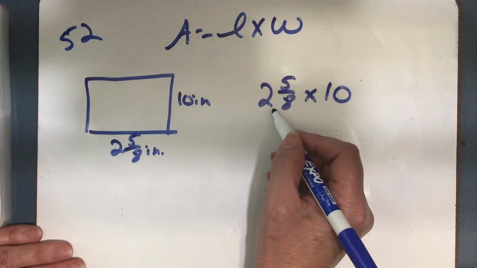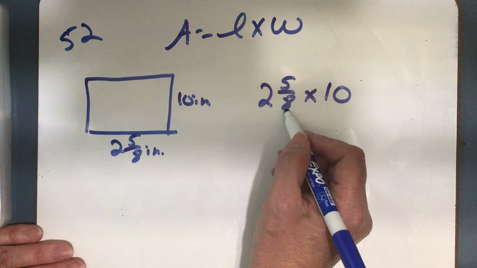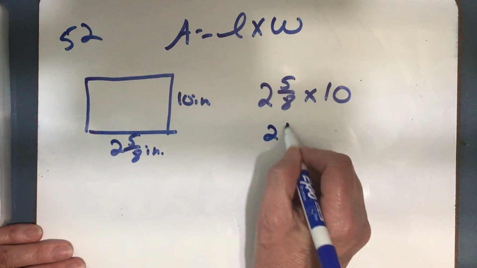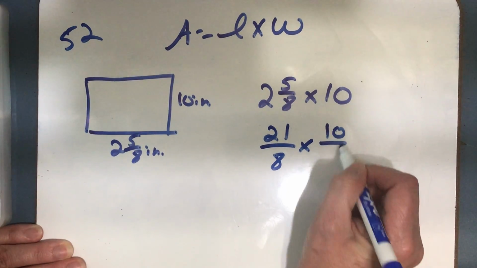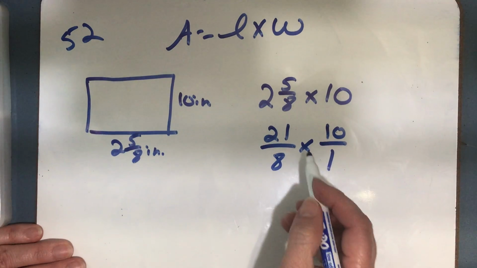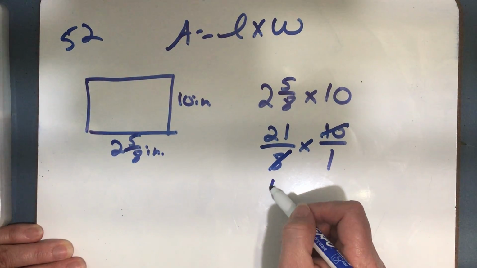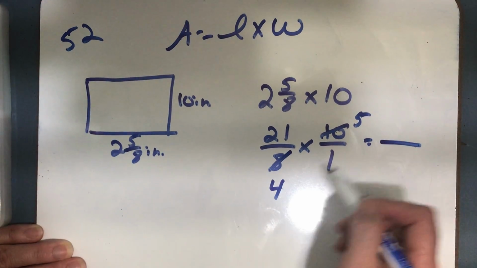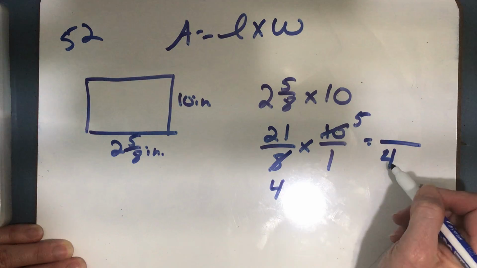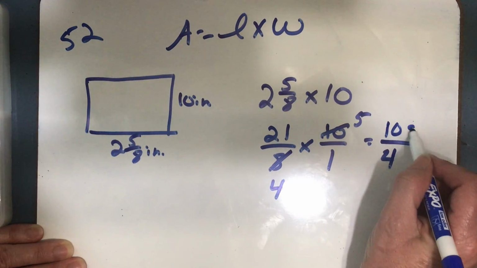So I need to change this to an improper fraction. 2 times 8 is 16, plus 5 is 21, so 21/8. Make 10 into a fraction, 10/1. I can simplify, dividing both of these by 2. 8 divided by 2 is 4. 10 divided by 2 is 5. And if I multiply, 4 times 1 is 4, and then 21 times 5 would be 105.